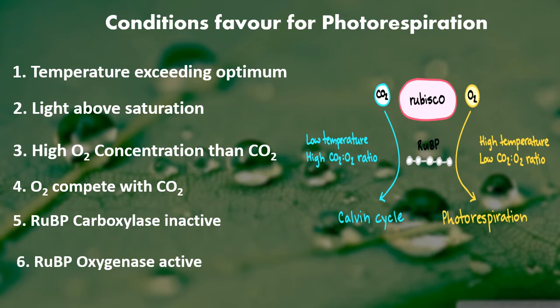With regard to photorespiration, the primary action involved is oxygenation. So, among these two activities, the carboxylase becomes inactive and the RuBP oxygenase becomes active. So these are the major conditions with regard to photorespiration.